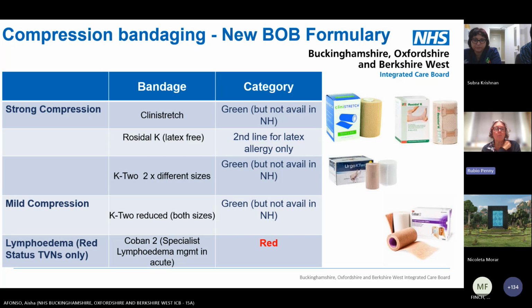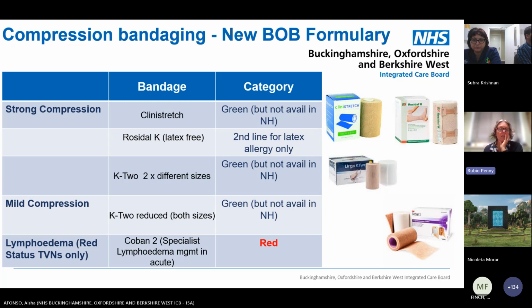K2 in full compression, 40 millimeters mercury, is still available across all areas. None of the compression is available in nursing homes because you're going to need to have training in that first. So that would need to come via tissue viability nurses. So that's your strong compression at 40 millimeters of mercury, and then the mild compression at 20 millimeters of mercury, what we call reduced compression in Oxfordshire.